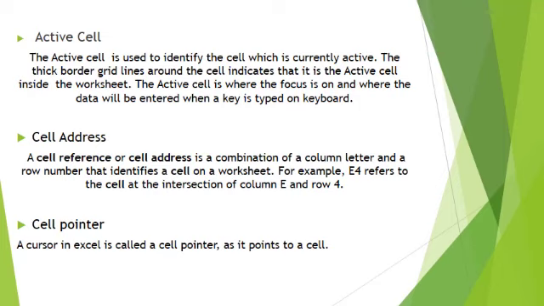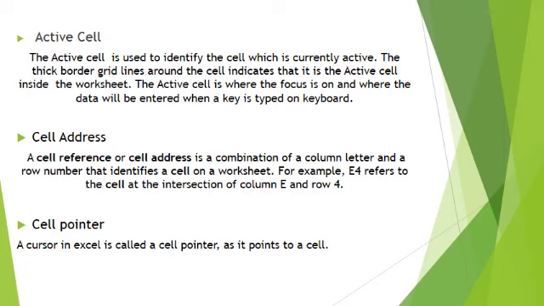For example, the cell A5. It means the cell which is at the intersection of column A and row number 5. The cell address gets displayed in the upper left-hand corner of the spreadsheet.